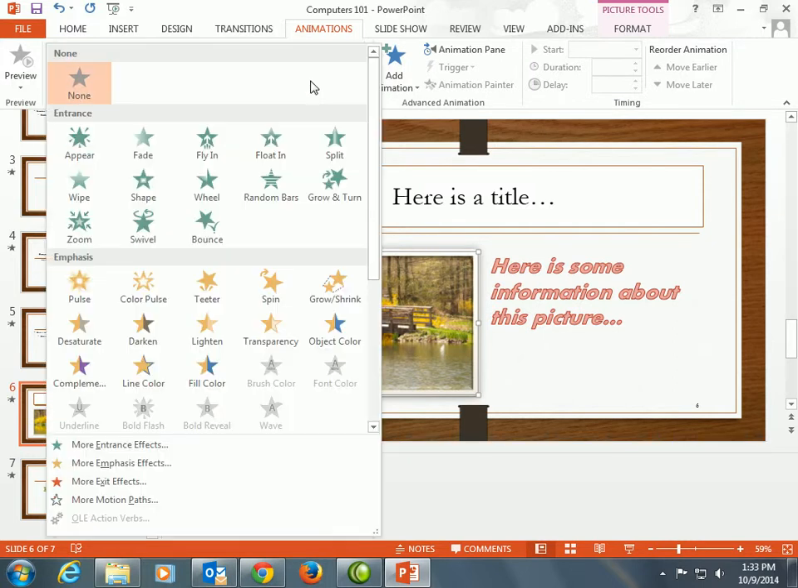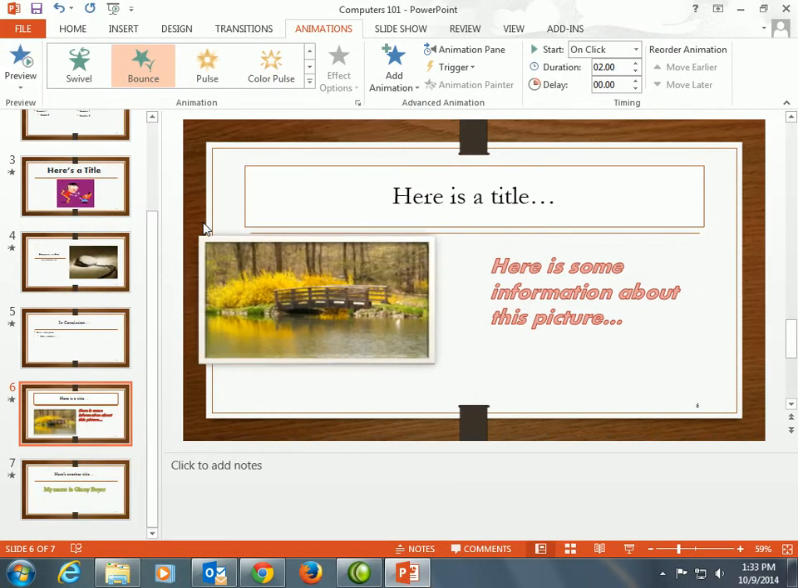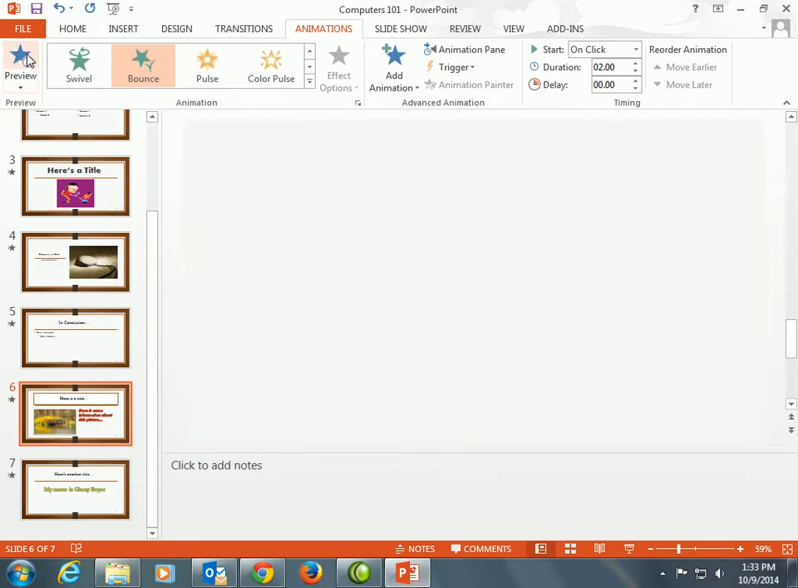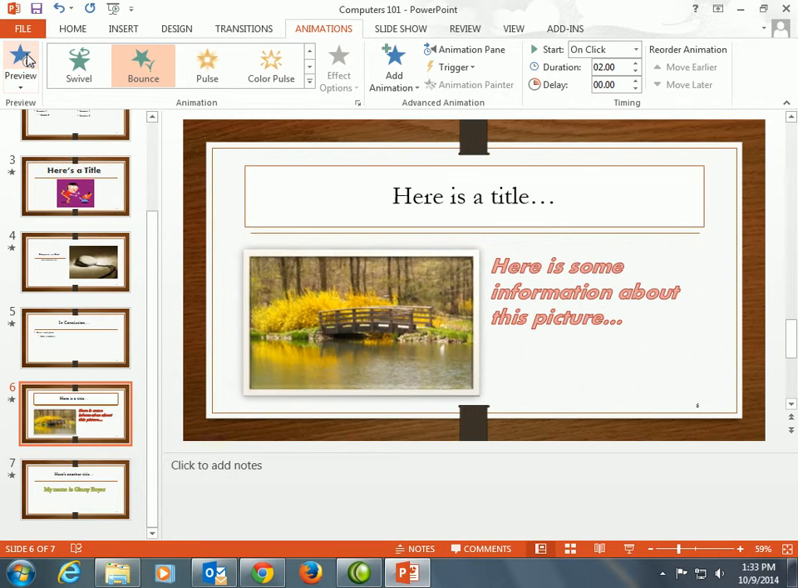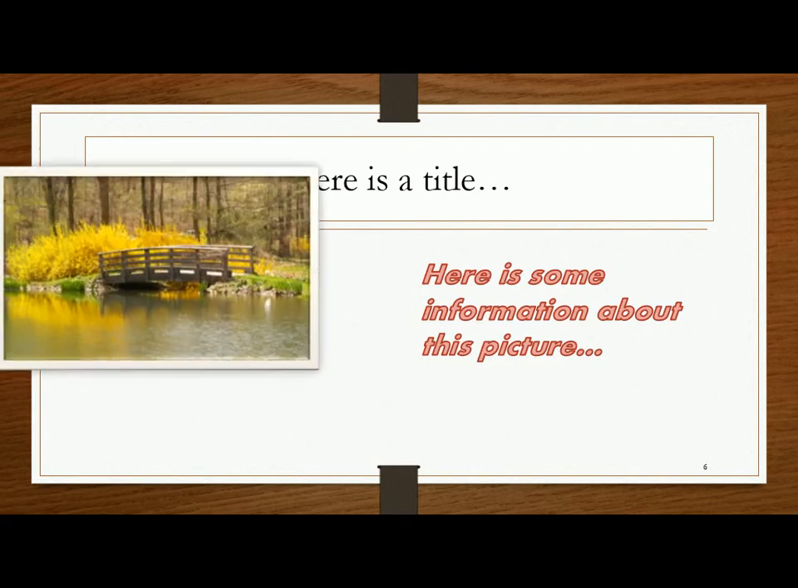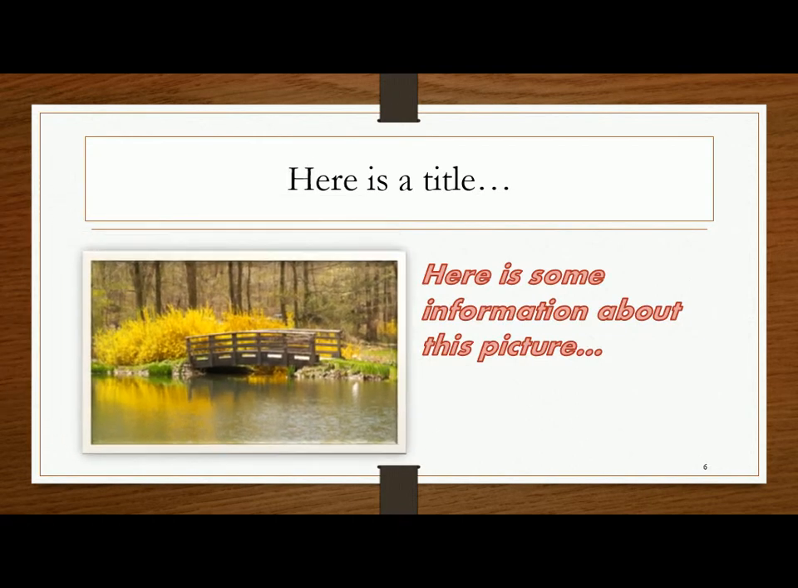So if I wanted to do, let's see, bounce, you see the effect there. And if you want to see it again, you can preview it. Right? And so once you have that in place, you're going to see it. And then when you run your slide and click enter, it's going to automatically generate that animation within your slideshow.